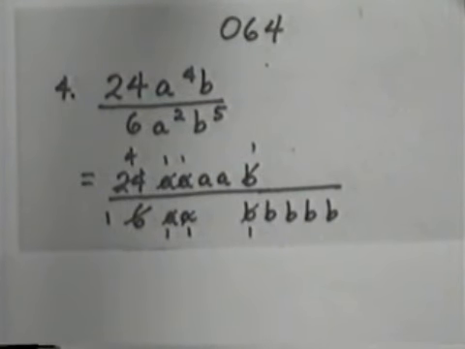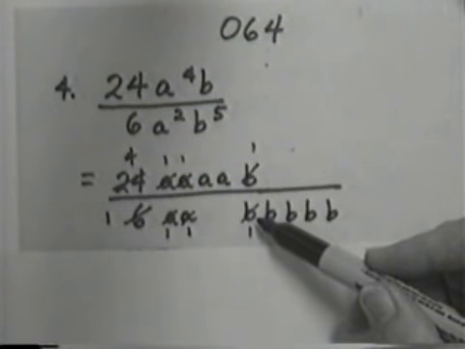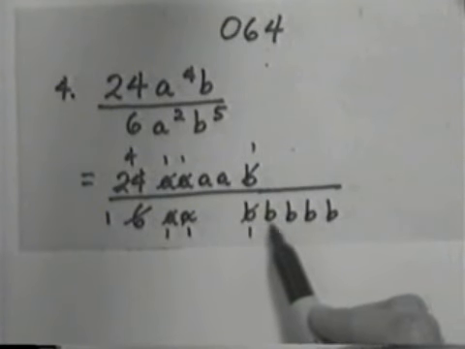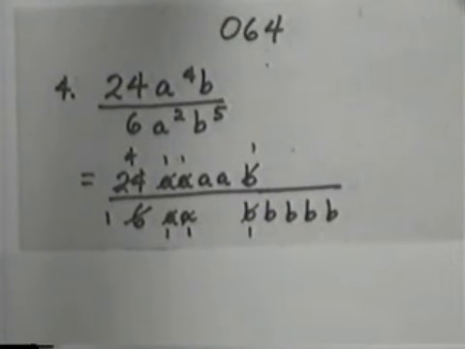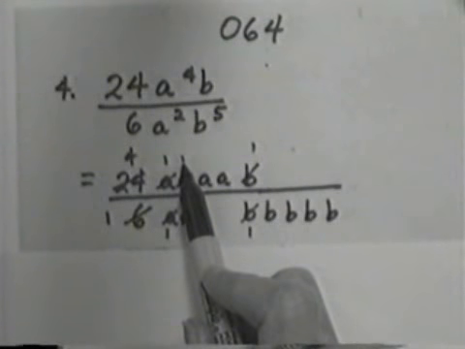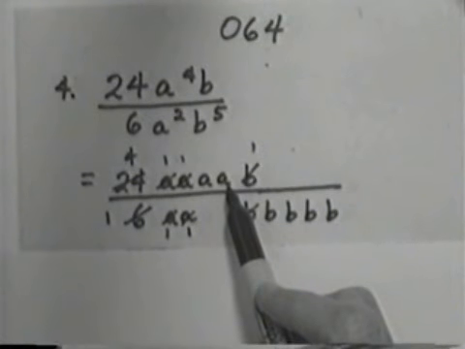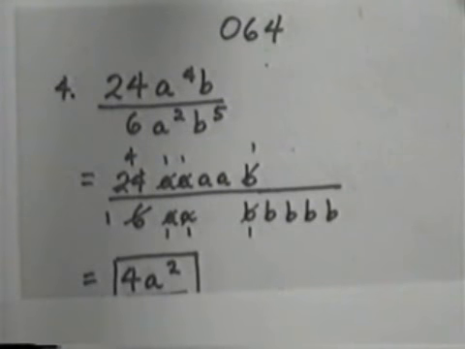Remember that in canceling we only cancel a numerator expression with a denominator expression, so we cannot, for example, cancel the b's that are side by side. They're both in the denominator, and so they cannot be canceled. Well, what's left? In the numerator, 4 times 1 times 1 is 4. Times a is 4a to the 2nd power, times another 1 is still 4a to the 2nd power.